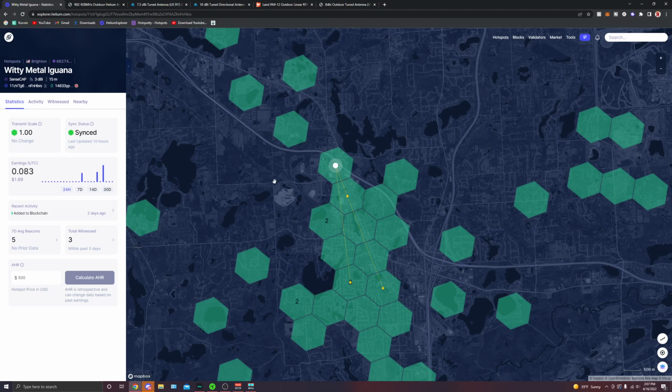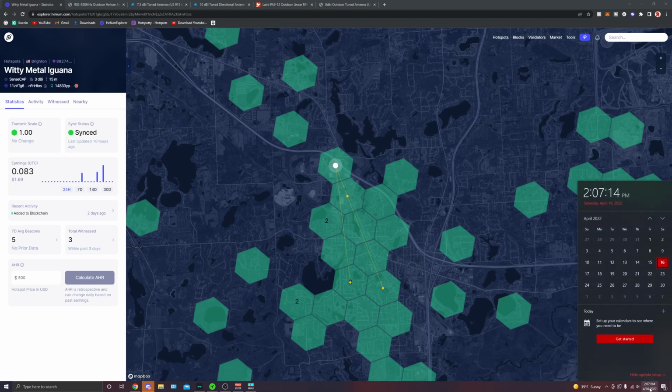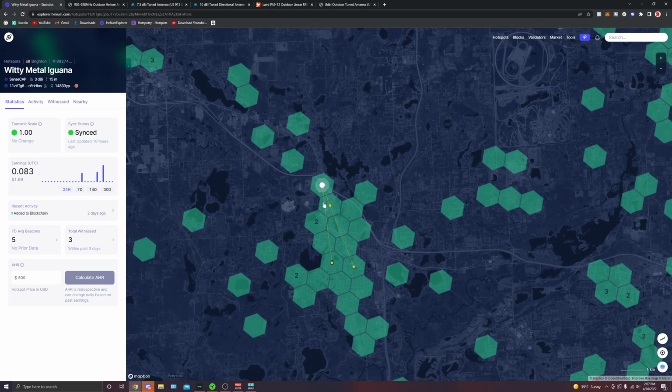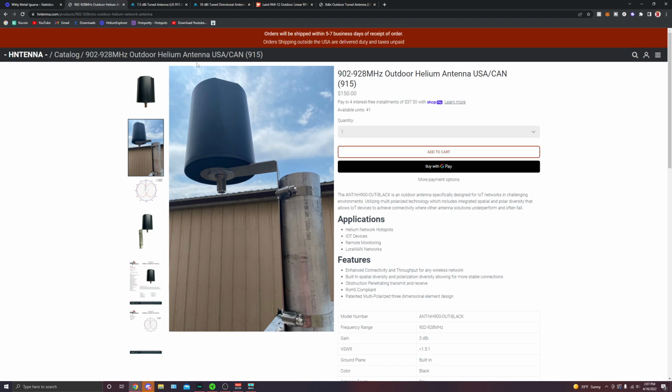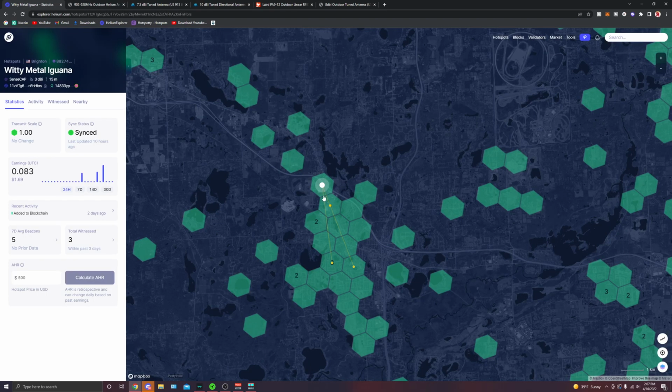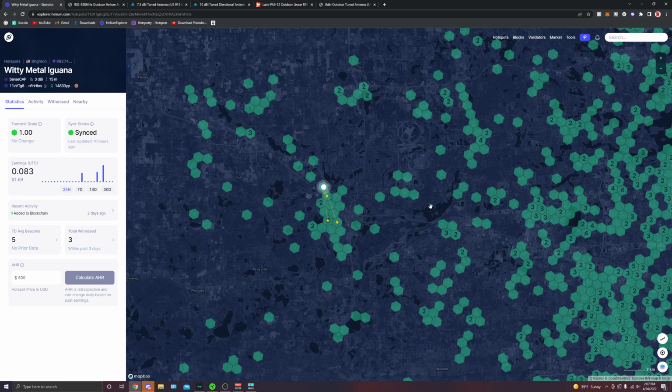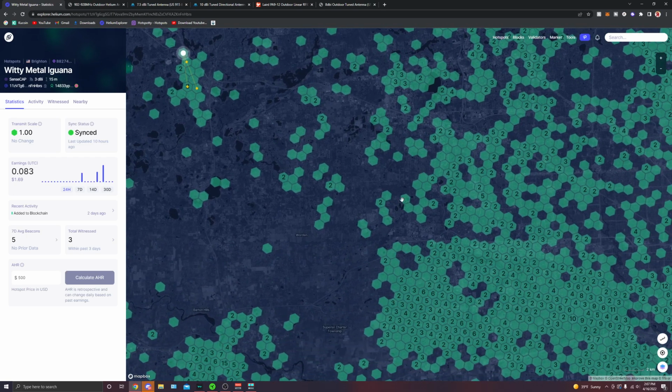I guess today will tell how well it does. I mean, it's already 2 o'clock, but I guess we'll see. Hopefully. This antenna was $200, $150, but I'm probably going to upgrade to a directional antenna and go this way, because this is all line of sight here. I have this antenna up really high, and this is basically all line of sight.